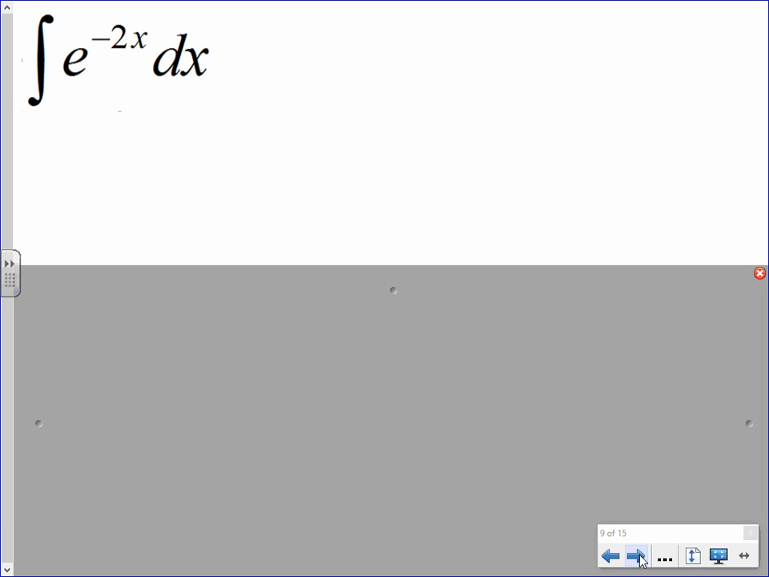This is what I call the copy paste rule. The antiderivative of e to the x is copy paste e to the x and plus c. So your antiderivative of e to the negative 2x is e to the negative 2x plus c.